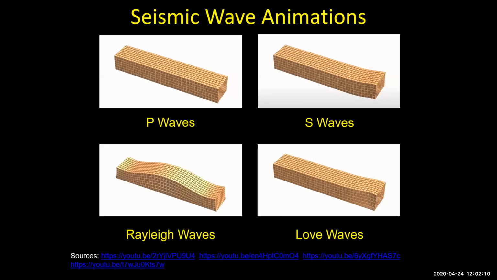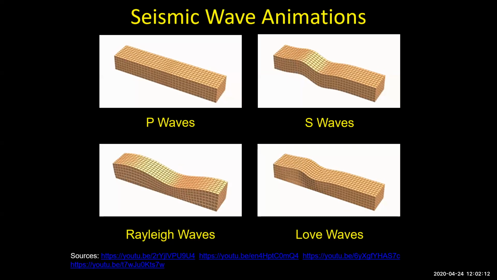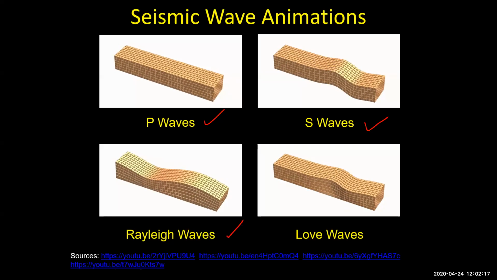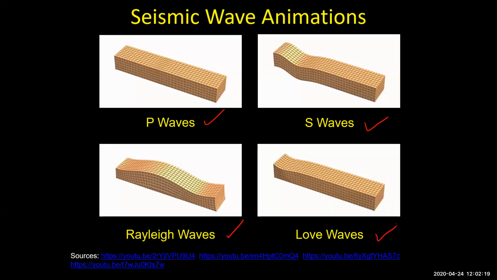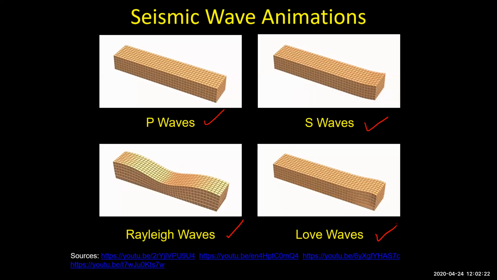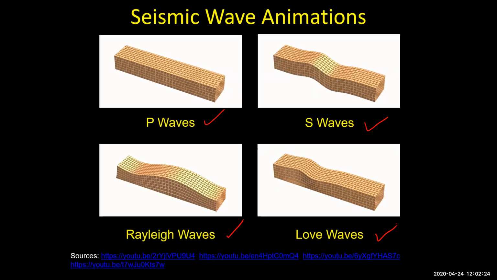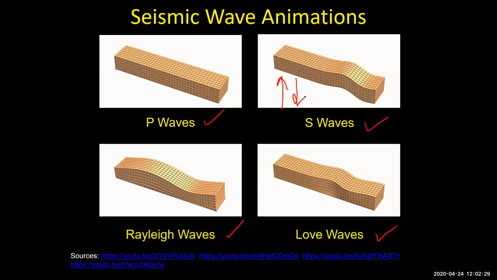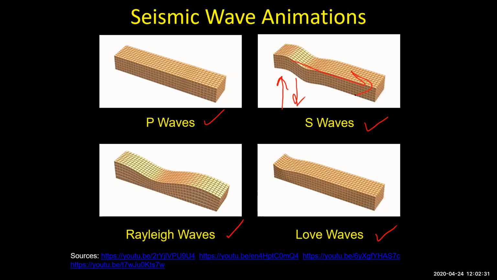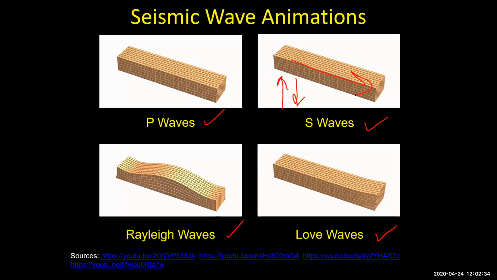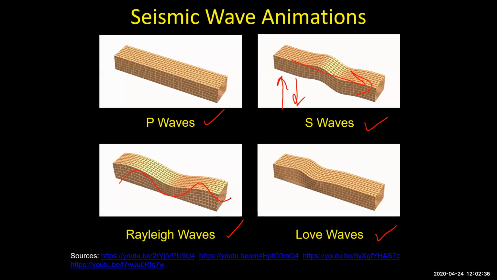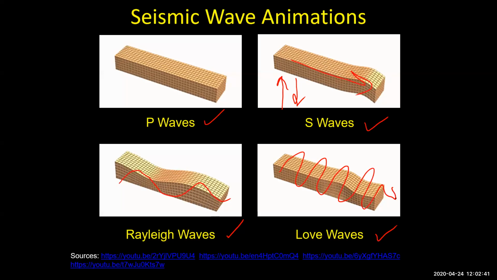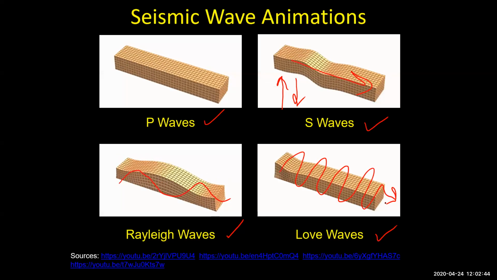So these are just quick animations of P waves, S waves, Rayleigh waves, and Love waves. So remember that P waves are compressive, S waves propagate by shearing in a direction perpendicular to the direction the wave is traveling. Rayleigh waves are those long rolling waves, and Love waves propagate like a snake. They're kind of like sideways S waves.